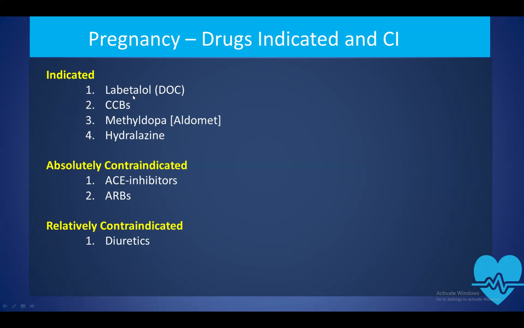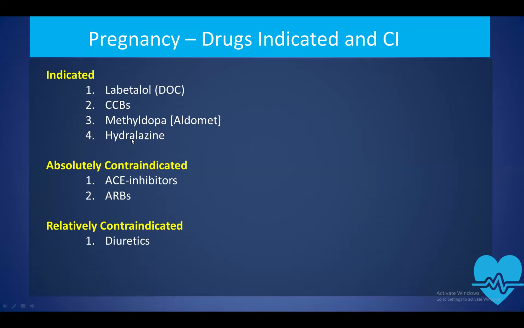According to NICE guidelines, labetalol is the drug of choice for hypertension in pregnancy. Calcium channel blockers can also be used. Methyldopa is a traditional choice. It is still used, but it is less preferred due to its side effects, for example, sedation and depression.